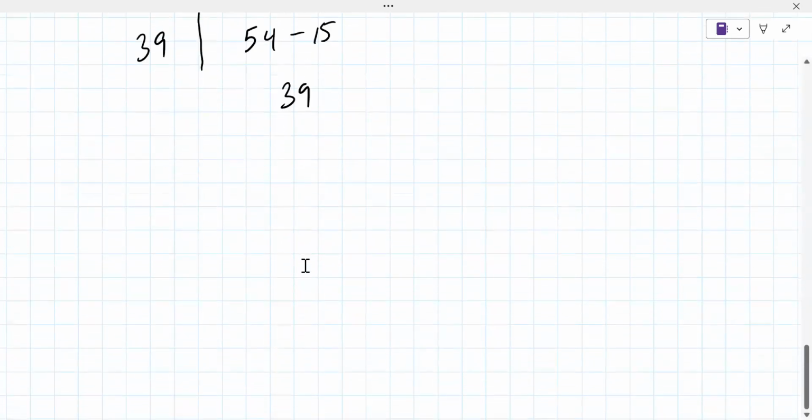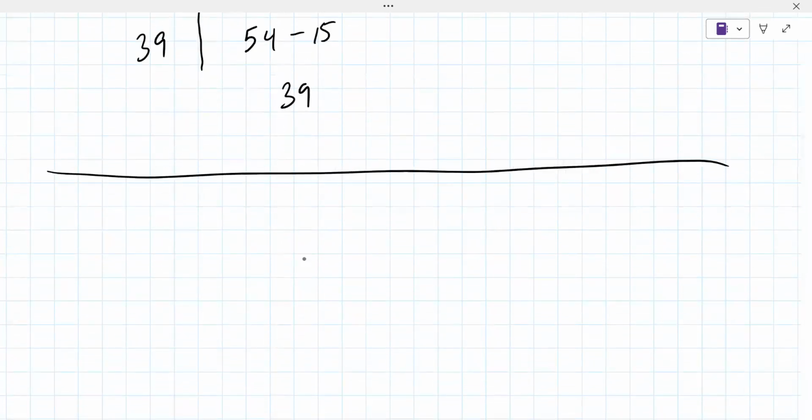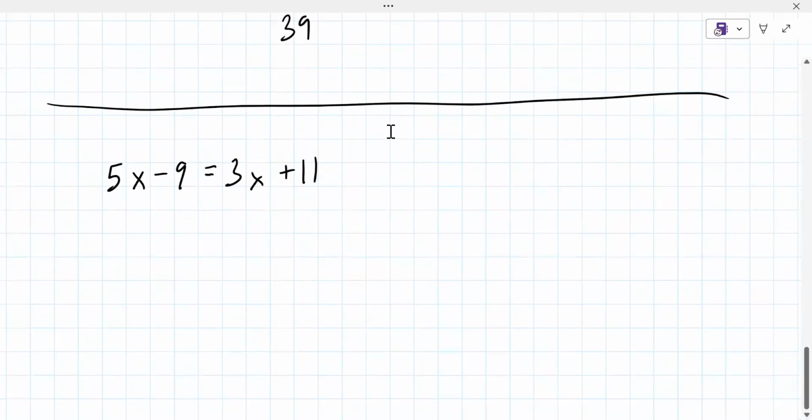Okay, let's do one more before we move on to something else here. Let's just do 5x minus 9 equals 3x plus 11. Would you try solving this for us, please?